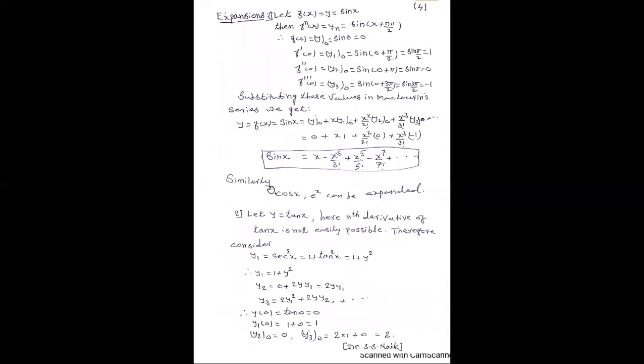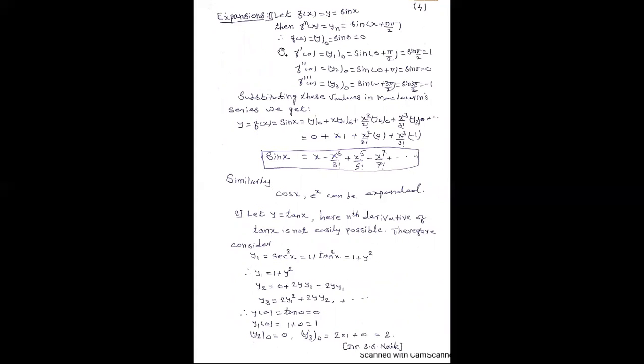Then x multiplied by y1 of 0, that is dy by dx at x is equal to 0, plus x square upon 2 factorial y2 of 0, and so on, up to x to the power n upon n factorial yn of 0. So by making use of this method, you can find the expansion for all these 15 formulae or all these 15 functions. For example, we'll take that example.